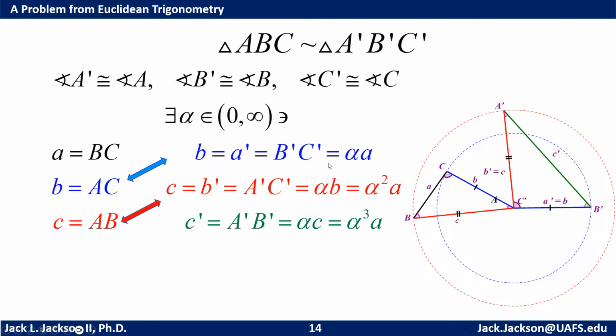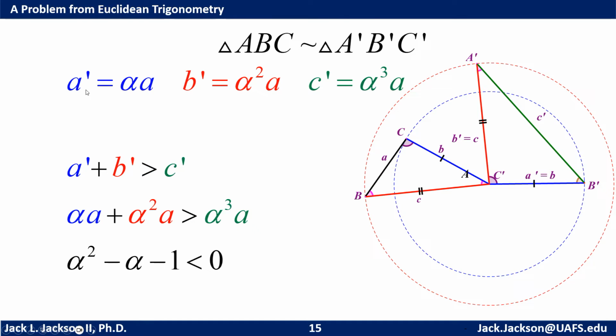Okay. So now what do we have? We've got some equations here. We've got A prime is B, but B is also alpha A. B prime is C, which is also alpha B, but wait a minute, B was alpha A, so C has to be alpha squared A. And then C prime, because it's alpha C, has to be alpha cubed A. So we have some relationships here among the sides of this bigger triangle.